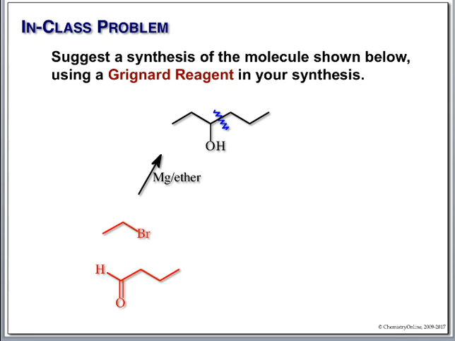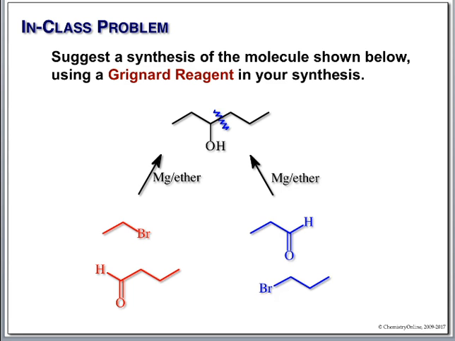Now if we split on the other side, now we have 1, 2, 3 carbons, so it's a propanal. And our Grignard had 1, 2, 3 carbons, so it's a propane. So a bromopropane would work nicely. Something like this should work.